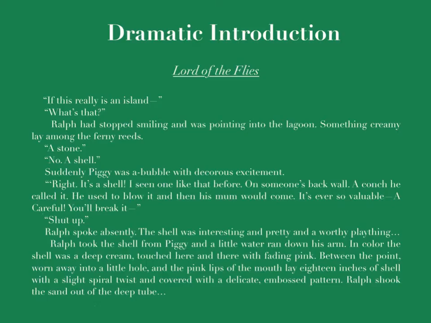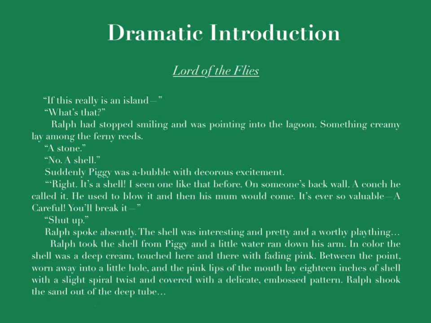Ralph took the shell from Piggy, and a little water ran down his arm. In color, the shell was a deep cream, touched here and there with fading pink. Between the point, worn away into a little hole, the pink lips of the mouth, lay 18 inches of shell with a slight spiral twist and covered with a delicate embossed pattern. Ralph shook the sand out of the deep tube.